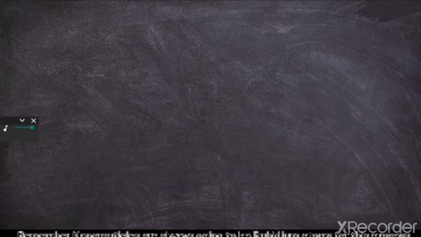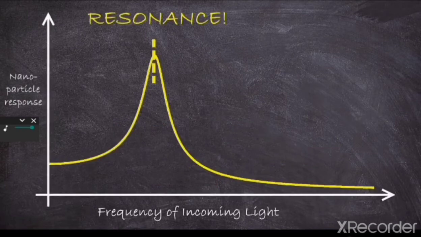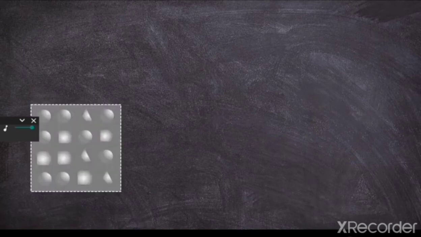But okay, enough about this localized heating effect. I actually only scratched the surface on it, but I ain't got all day. So let's shift and look at another set of applications that are based on different physics. As we discussed, the resonant frequency of a plasmonic nanoparticle is determined by a couple properties, including its environment and its shape.